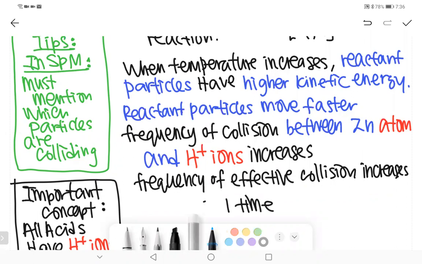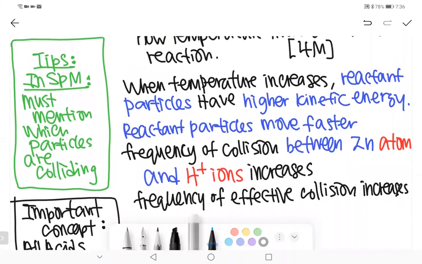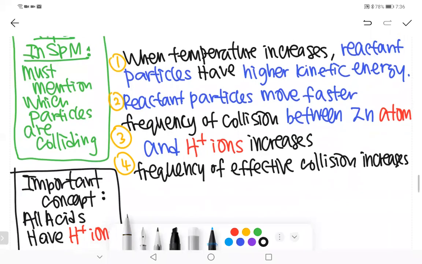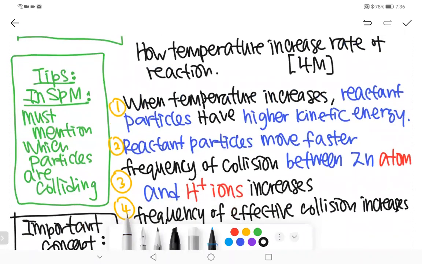That is good enough. So this question, how do they give you 4 marks? The first mark is awarded when you write when temperature increases, the reactant particle has higher kinetic energy. One more mark is awarded if you write reactant particle move faster. One mark is awarded when you mention frequency of collision between zinc atom and H plus ion increases. And one more mark is awarded if you write frequency of effective collision increases. This is how you secure 4 marks for yourself. So it's not very hard.